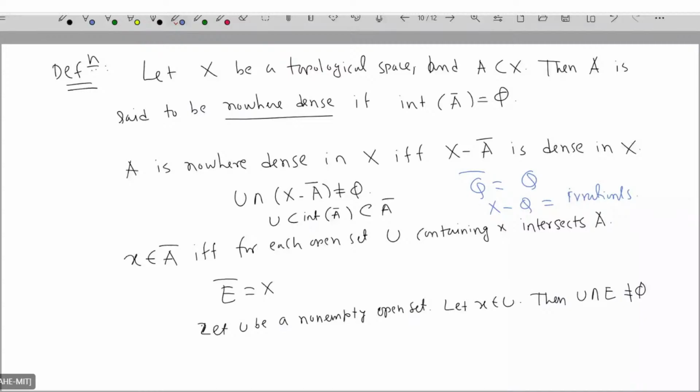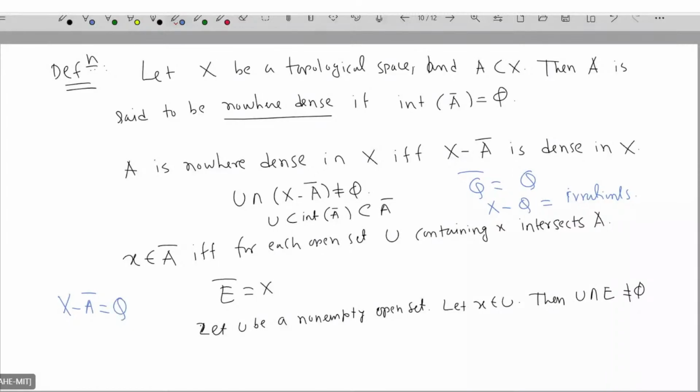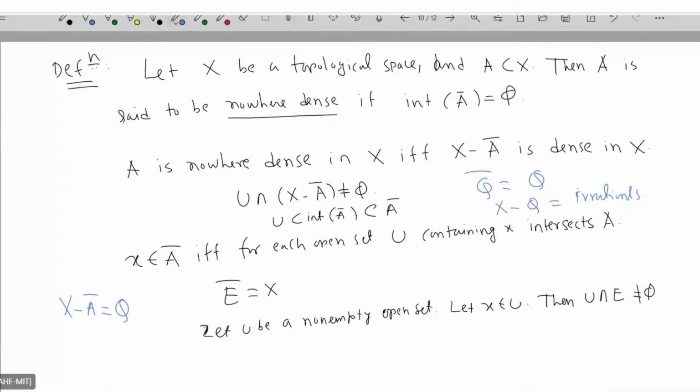What I'm saying is, X minus the closure of A is some set. That set we can take as Q. Then its complement is nothing but the irrationals. I'm talking about the topological space, the usual metric space. Let's say X minus the closure of A equals Q. Now, is it possible in the usual topology? The closure of A is a closed set, so X minus the closure of A is an open set. Is Q open? That is not possible. No.